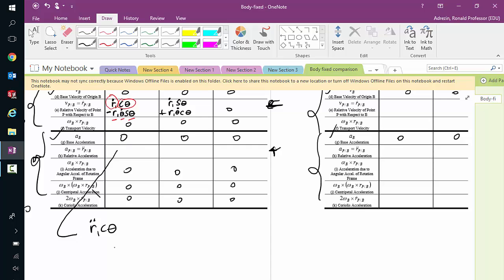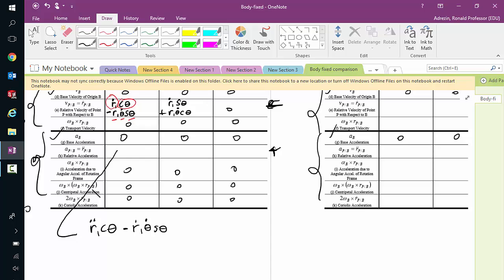Now I hold the R1 dot constant, cosine theta becomes minus sine of theta, right? Chain rule, so I have a theta dot. So those are my two terms. Now my next term, the minus R1 theta dot sine theta, will give me three terms.